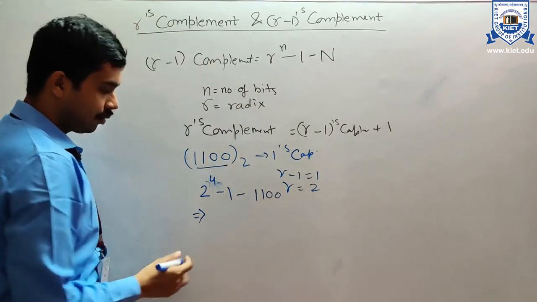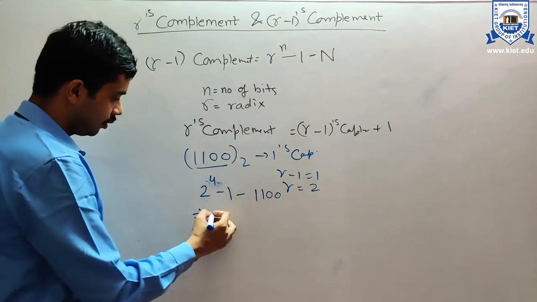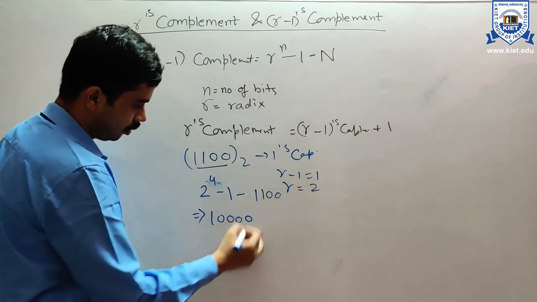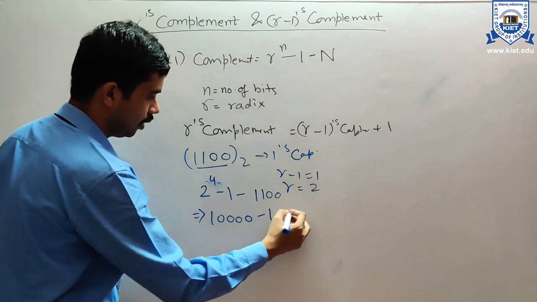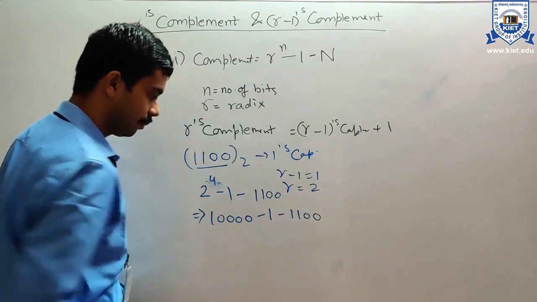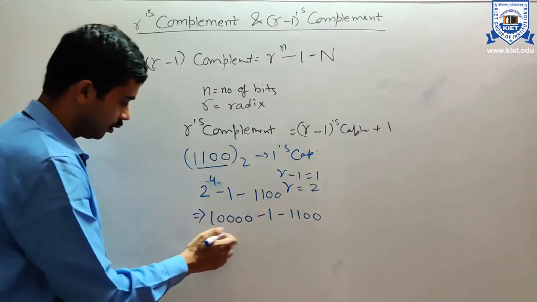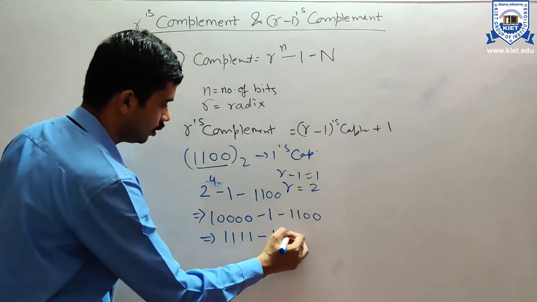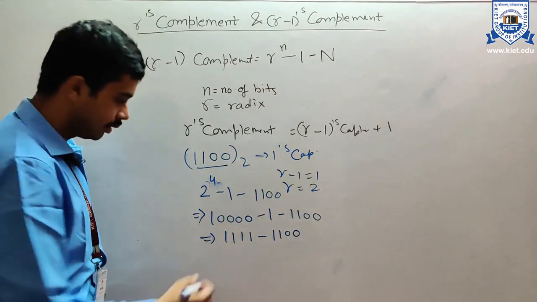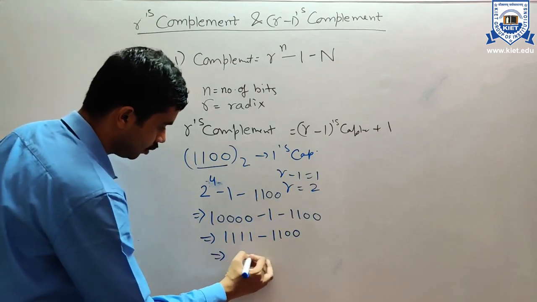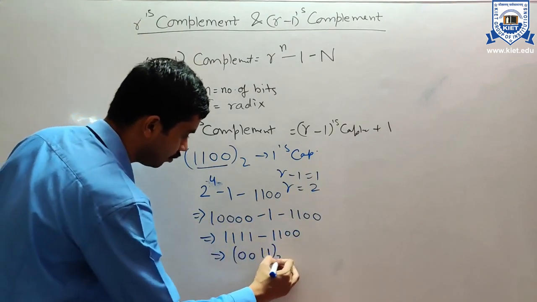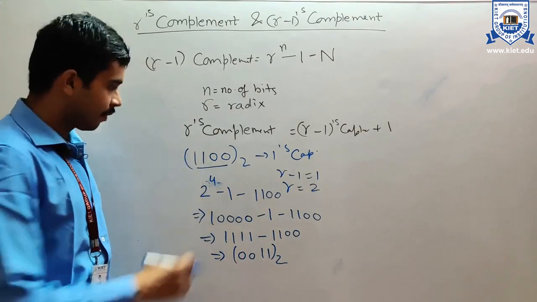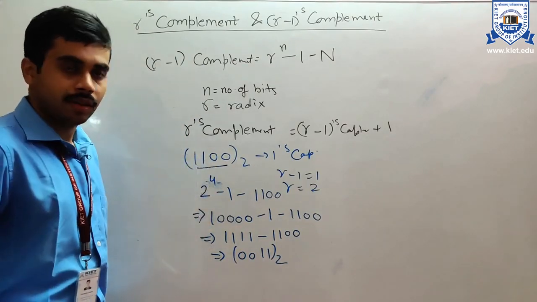So what will be 2 to the power 4 minus 1? 1 0 0 0 0 minus 1 minus 1 1 0 0. What will it give us? It will give me 1 1 1 1 minus 1 1 0 0. Okay, so it will be 0 0 1 1 base 2. So it will be the 1's complement of 1 1 0 0.